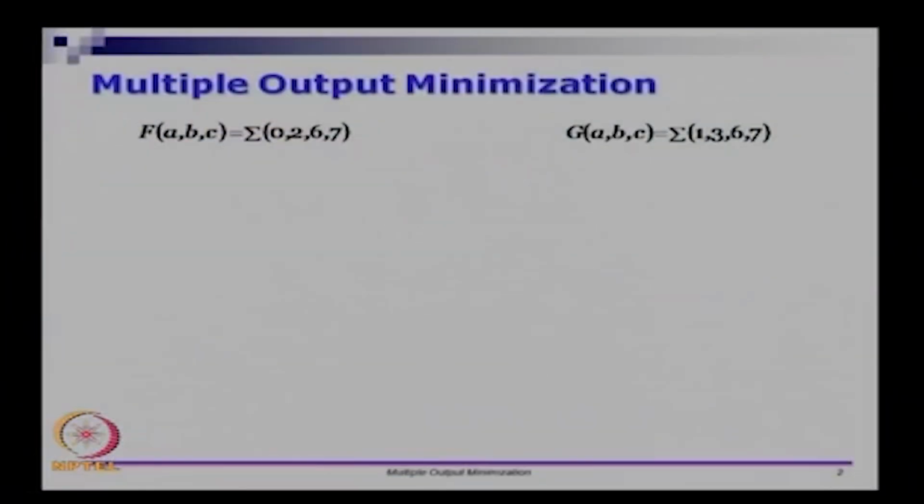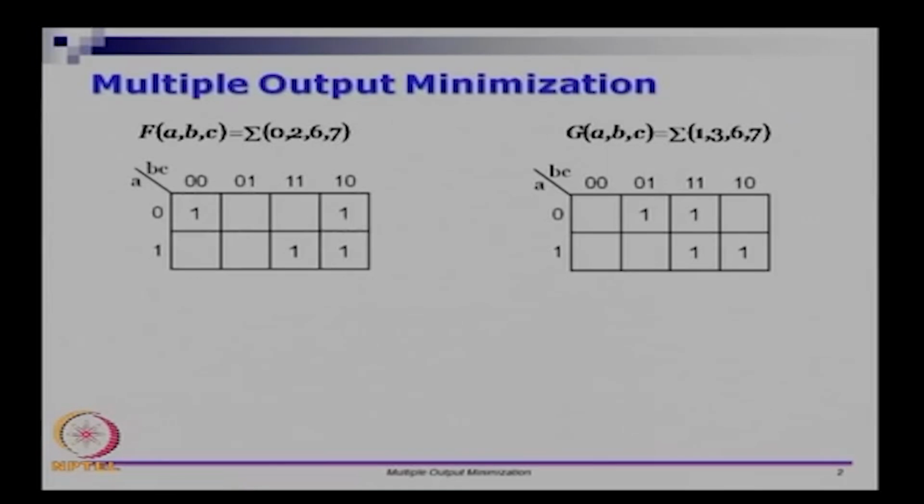So let us look at this example. Let us say I have 3 input bits coming in, namely A, B and C, and I have 2 outputs coming from the circuit: one output called F, which is the sigma of 0, 2, 6 and 7, and another output called G, which is the sigma of 1, 3, 6 and 7. We can go and put them in the K maps.